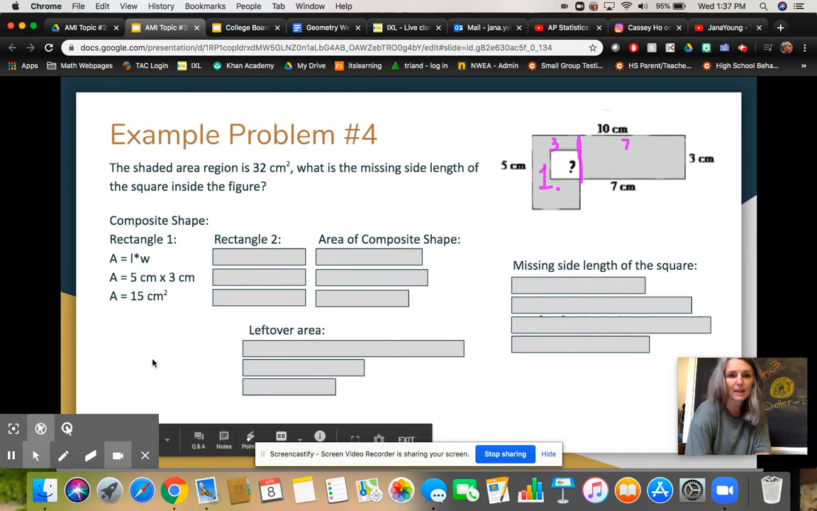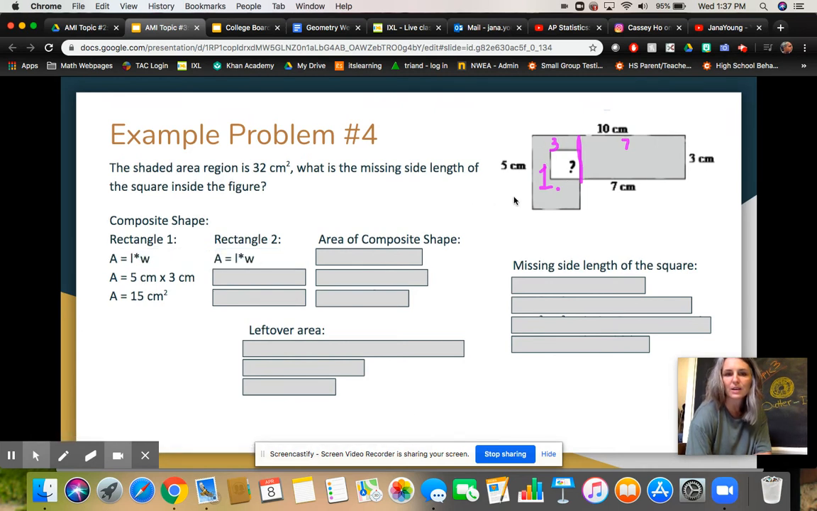Okay, and that means it's 15 centimeters squared in here. Then we're going to find the area of this second rectangle, length times width again. Make sure you don't use that 10, because that's this whole piece right here. So what we're going to do is 7 times 3. That's this rectangle right here. And that's going to give us an area of 21.